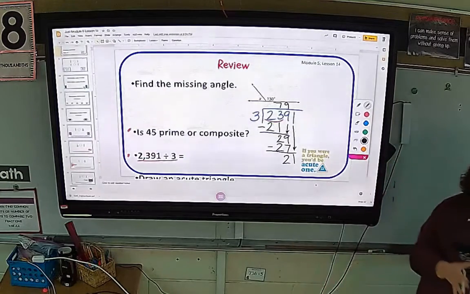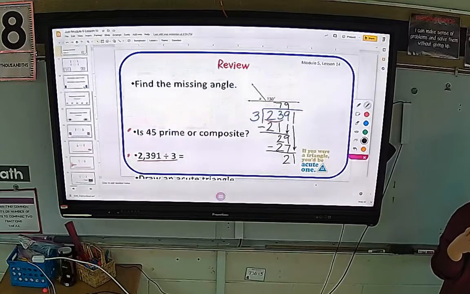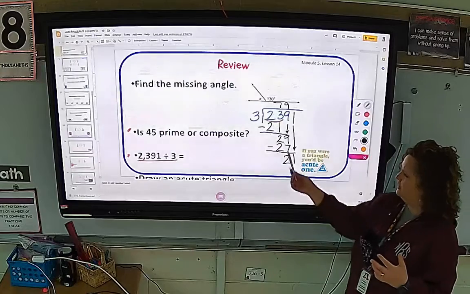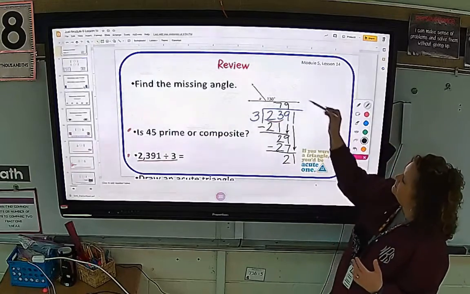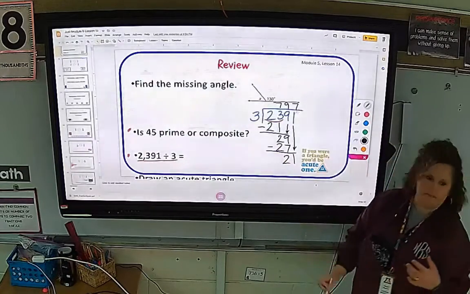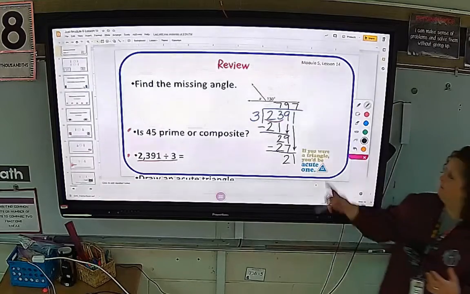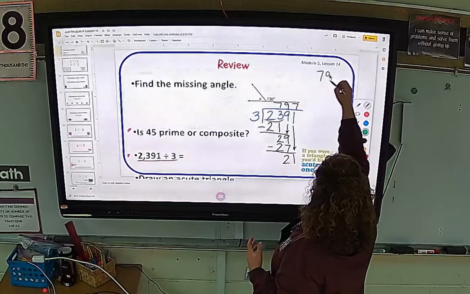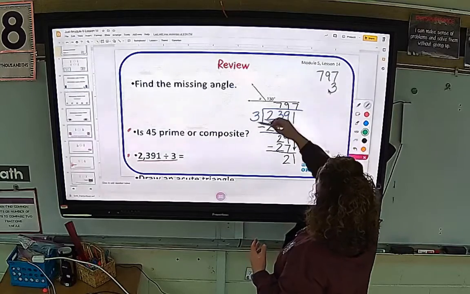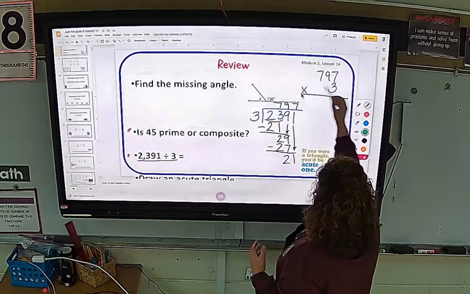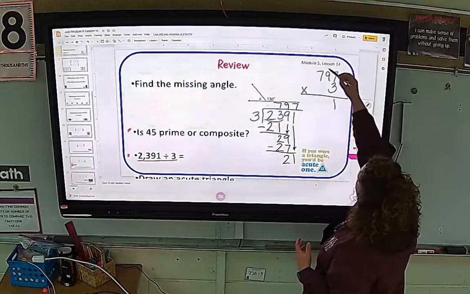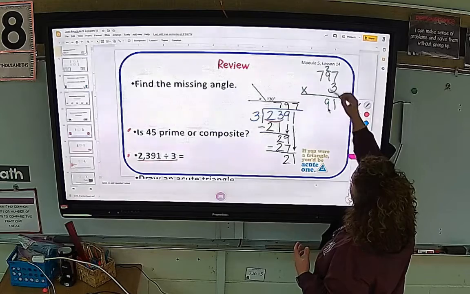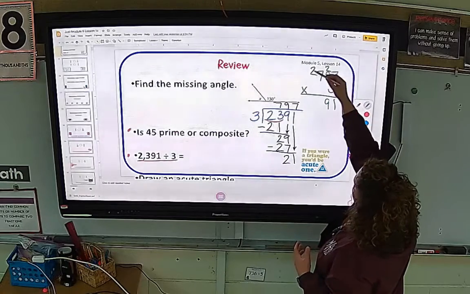And a 3 and a 21 should ring a bell as far as a fact family. How many, Martin? We've got 21 here. How many 3s can I get out of it? 7. Okay. Do we have a remainder this time? No. No remainder. Okay. And to check it, I can take my quotient here, 797, and multiply it by the divisor. 3 times 7 is 21. 3 times 9 is 27, 28, 29. 21, 22, 23.